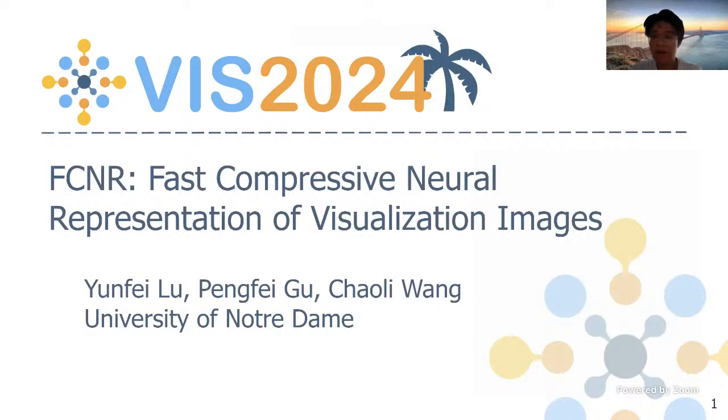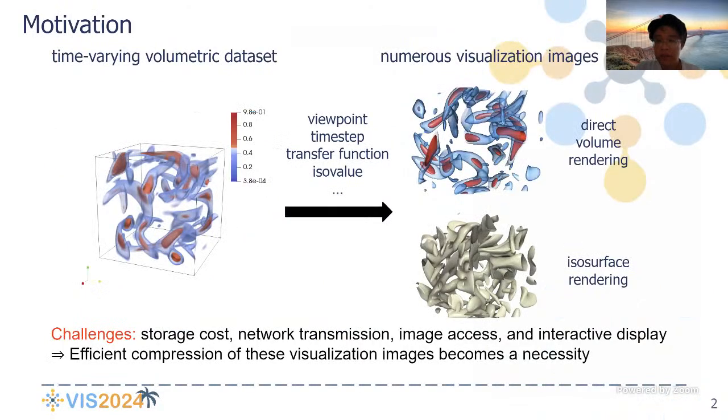Yeah, hi, I'm Yunfei from the University of Notre Dame, and I'm presenting our work FCNR for large-scale SciVis image compression. For time-varying datasets, given different visualization parameters, including viewpoints, timestamps, transfer function, and iso value, a great many SciVis images can be generated through direct volume rendering or surface rendering. They are significant for scientists to have a quick overview of the data and figure out the key features.